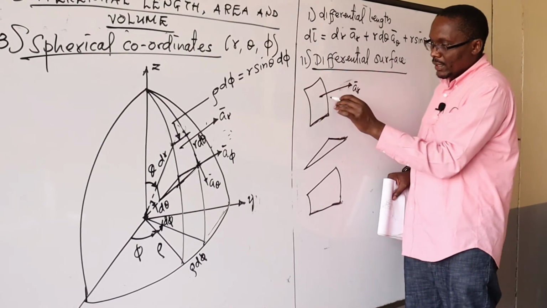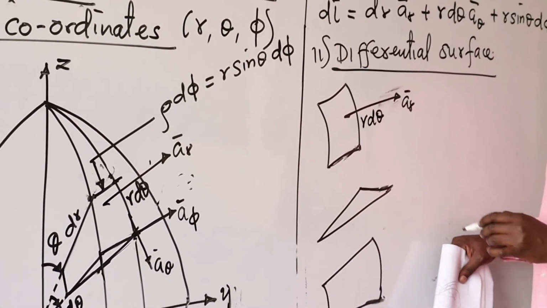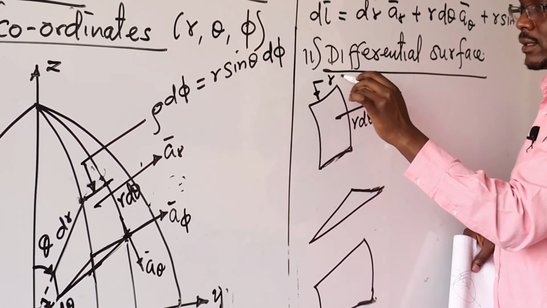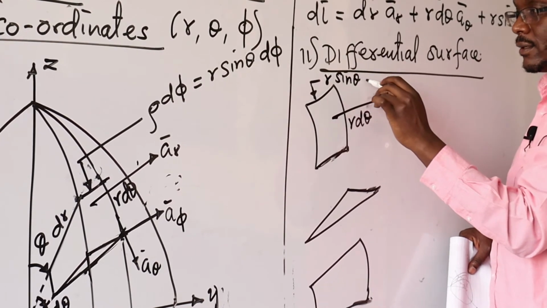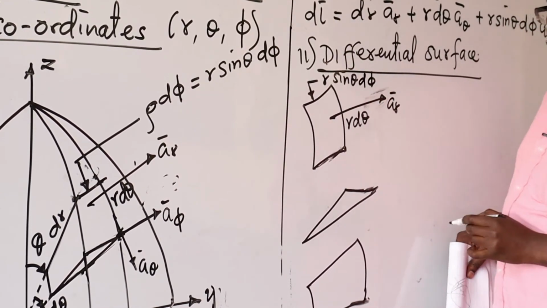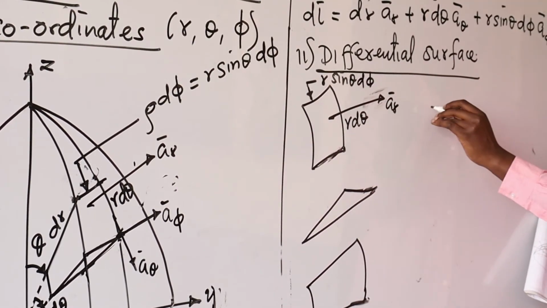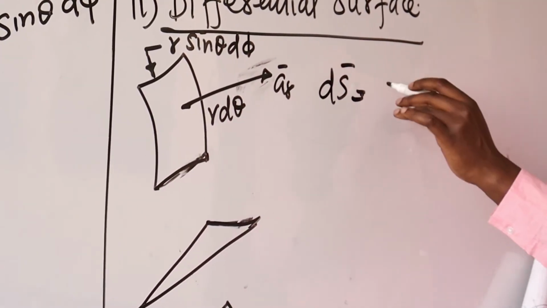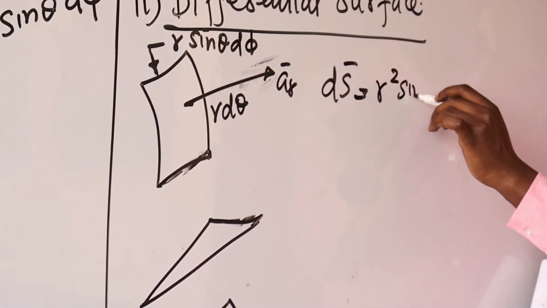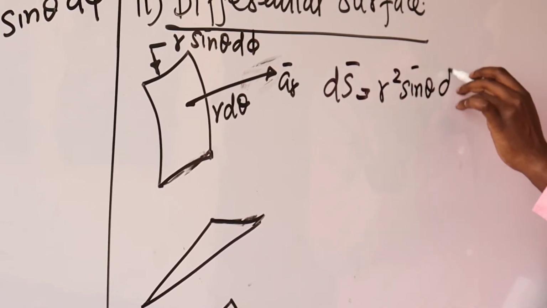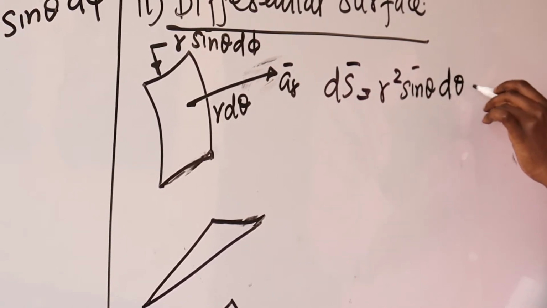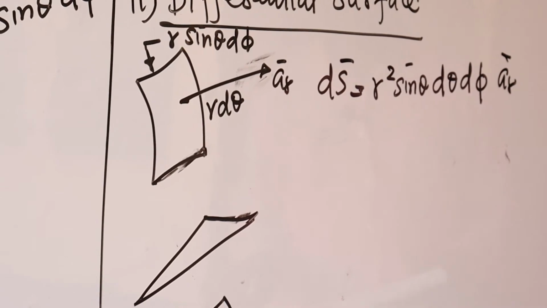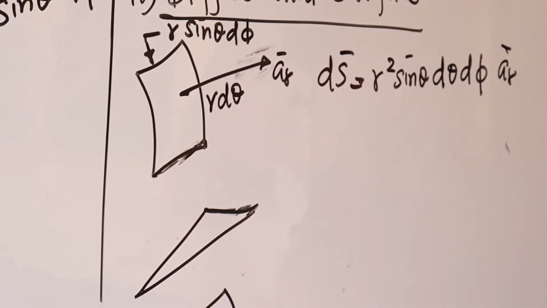If you look at it keenly, here it is R d theta, and this particular point here is the same as R sine theta d phi, yeah? So this surface in the A R direction, dS bar, will be the same as R squared sine theta d theta d phi, in the A R bar direction. That is what we have as our particular surface in that direction.